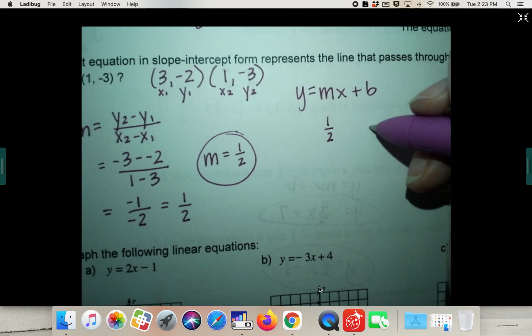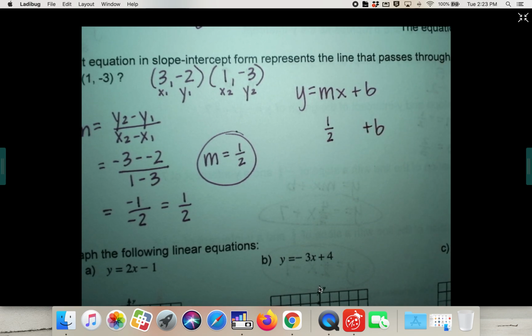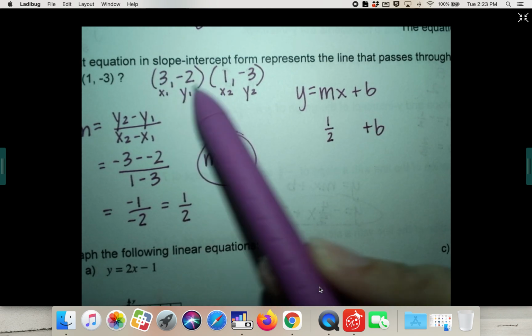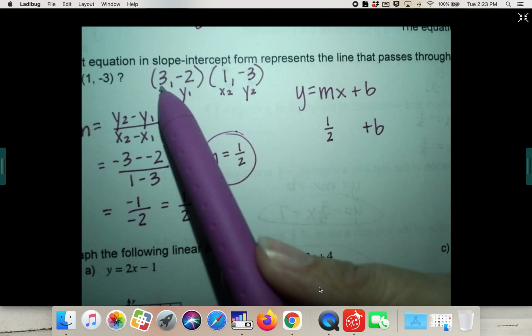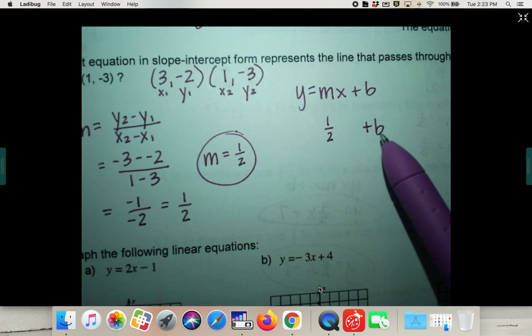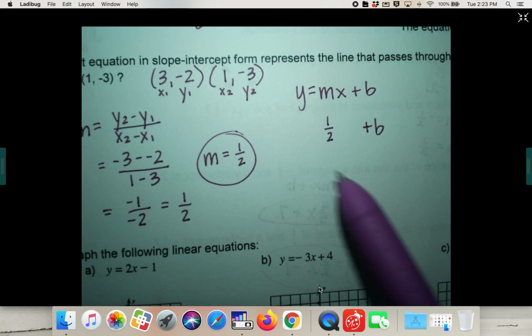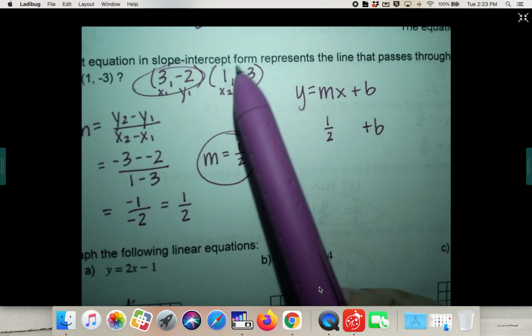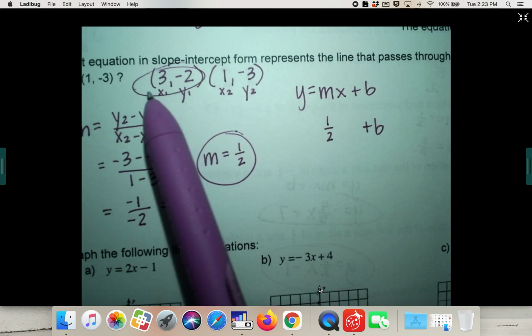I don't know what my b is, but I do know an x and a y coordinate. I can either use this one or this one, but I can use an x and a y coordinate. Just for a second, I'm just going to borrow it to plug it in just to help me find what b is. So I'm going to go with this coordinate. It doesn't matter. If you pick this one, you're going to get the same answer I do, but I'm just going to pick the first one.